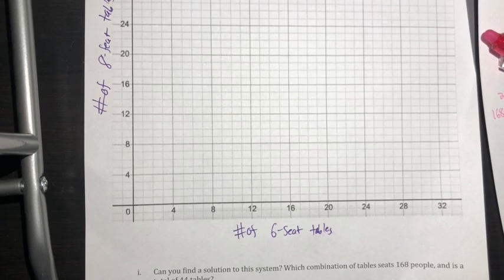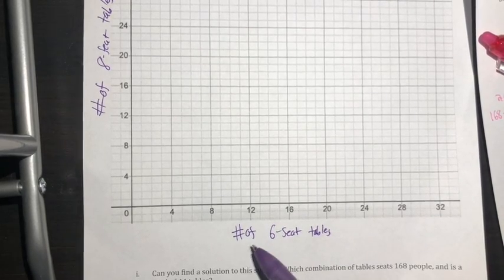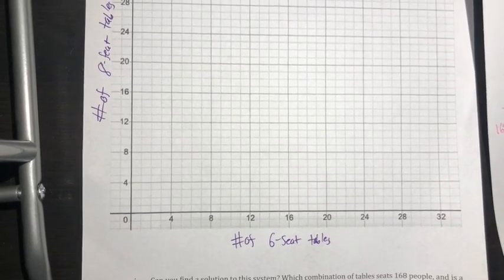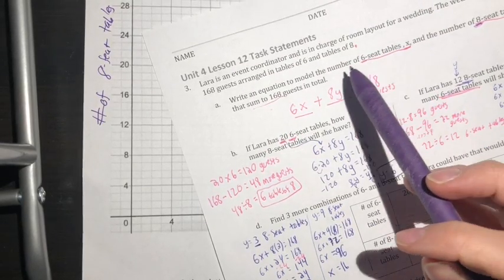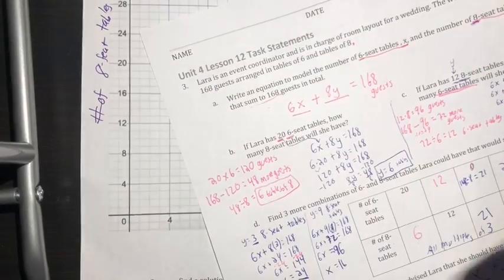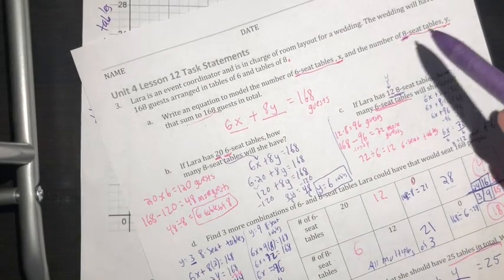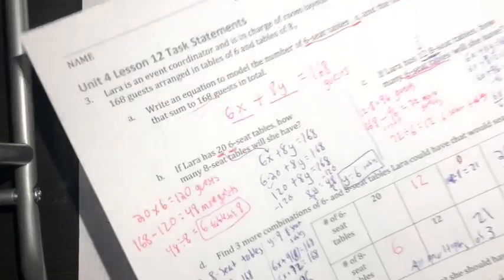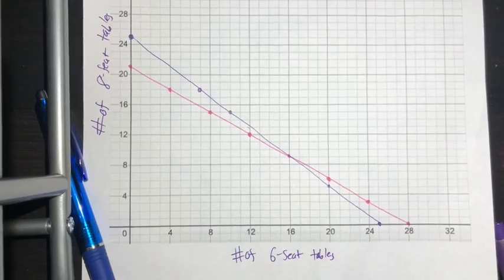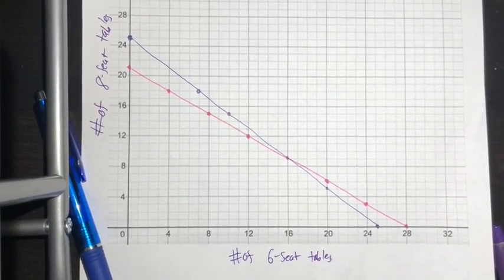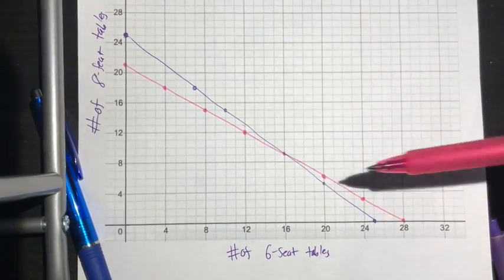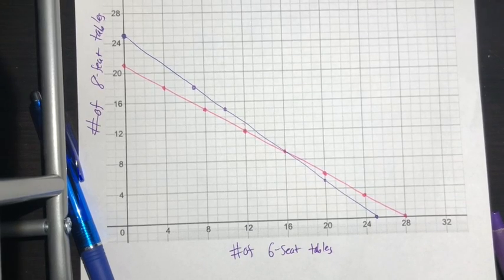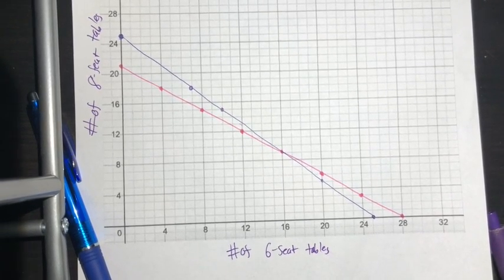So it's important to notice that the first thing I did was label my x-axis as number of 6-seat tables, because the x from our problem represents the number of 6-seat tables. And the y-axis gets the number of 8-seat tables because we let y be the number of 8-seat tables. So now we're going to plot our combinations. Okay, so I plotted all the points, as you can see in the dark dots, and then I connected them, by the way, without a ruler. Those are very good straight lines for me, if I do say so myself.